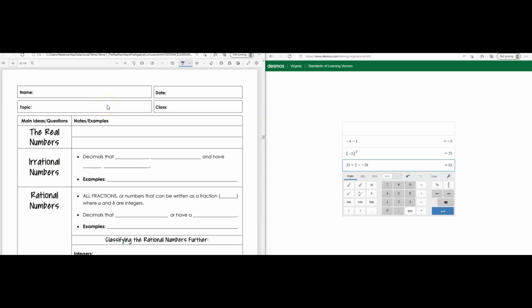In this video, we're going to be going over the real number system and how to classify real numbers. The real numbers are the set of numbers that contain all rational and irrational numbers. Irrational numbers are numbers that never terminate, meaning they never end.